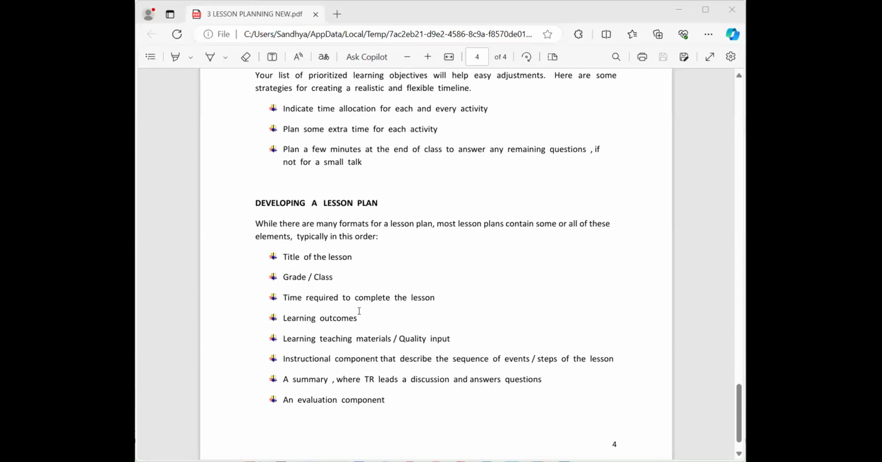Okay. So then you write the learning outcomes. Learning outcomes is the specific objectives for the lesson. You write it relating it to the 3 domains. And then you have to mention what teaching materials are used. That is the next component. What are the teaching materials you use?